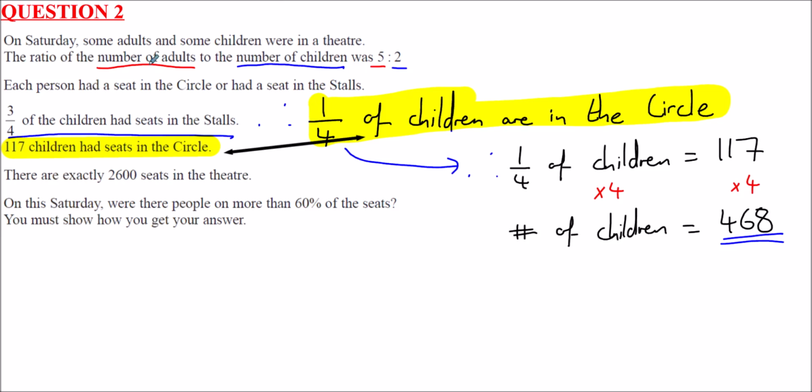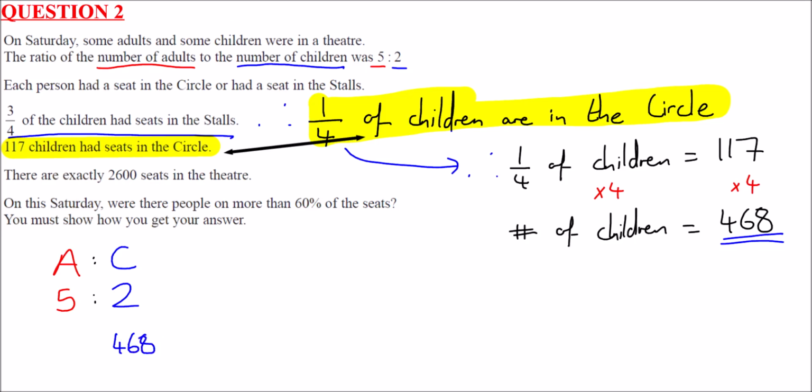But we are told the number of adults to number of children is 5:2. So adults to children is 5:2. Whoops, I'll do it in a different colour. So we're told this here, but we do know that the total number of children is 468.